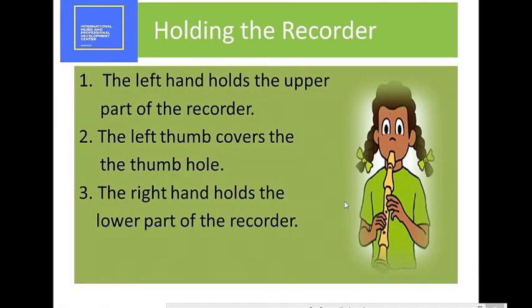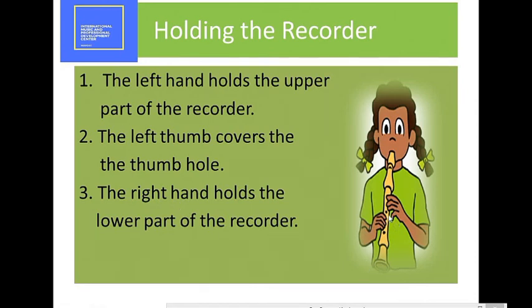Alright, how to hold the recorder. Now this is a very important fact you should know. Now look at this girl. She is holding the recorder. Remember, number 1, the left hand holds the upper part of the recorder. The upper part is the part that has the first 3 keyholes and the left thumb hole. See? So the left hand holds the upper part, while the right hand holds the lower part of the recorder.